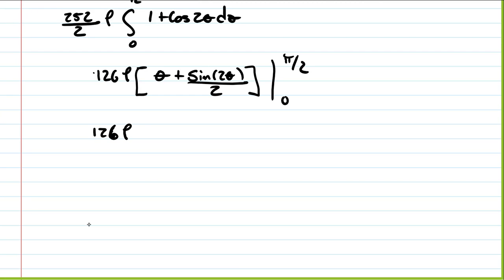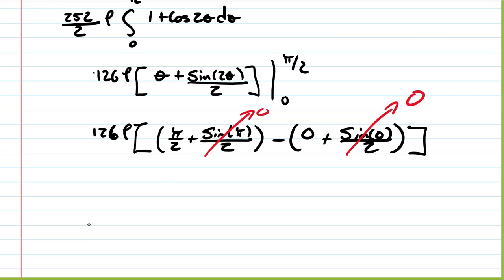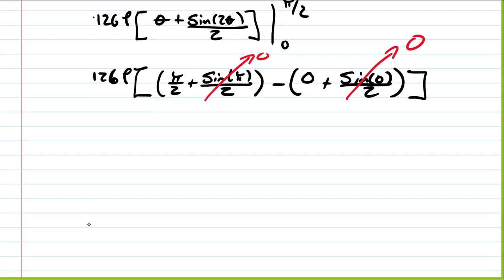So that gives us 126 rho times pi over 2 plus the sine of pi divided by 2, because 2 times pi over 2 is pi, minus 0 plus, well, 2 times 0 is 0, so sine 0 over 2. I wrote it theta, but that's a 0. The sine of 0 is 0, and the sine of pi is also 0. So all of those reduce out, and the only thing that's left is 126 rho times pi over 2. So 2 goes into 126, 63 times. So we get 63 pi times rho.